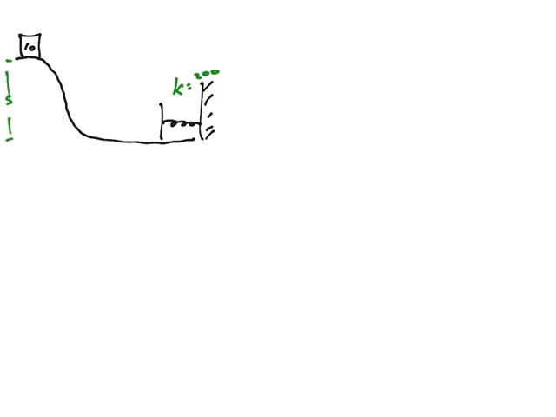Let's try another example. Let's try to find one that's really, really complicated. How about this? How about we have a hill and then a spring wall. There's a block at the top of the hill whose mass is 10 kilograms. The spring has a spring constant of 200. And the height of this hill is 5 meters initially.